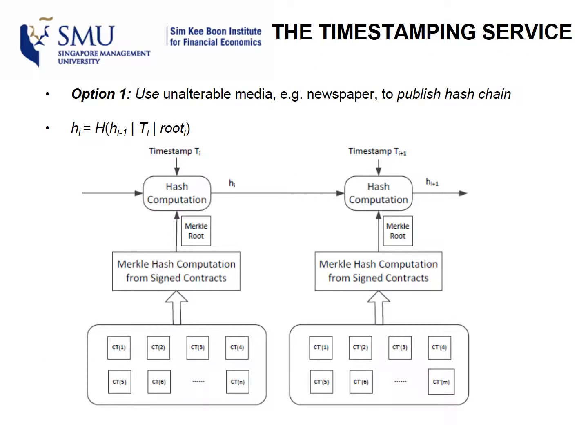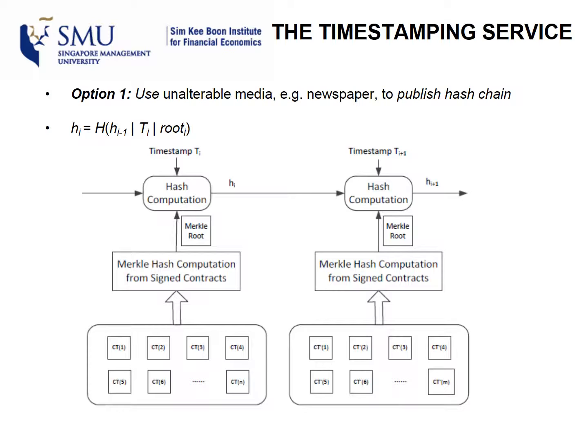Then the timestamping service can be implemented in two ways. In the first way, we calculate a hash chain from the macro root and then use an unalterable medium, for example a newspaper, to publish the hash chain. So this is how the hash chain is calculated.